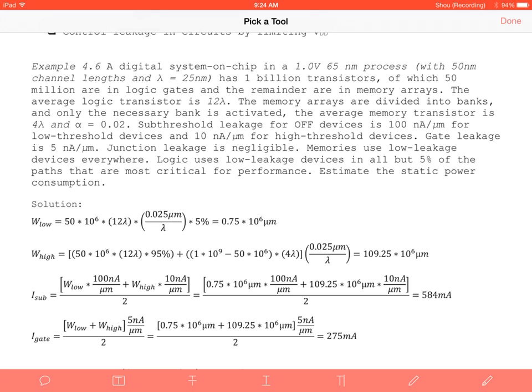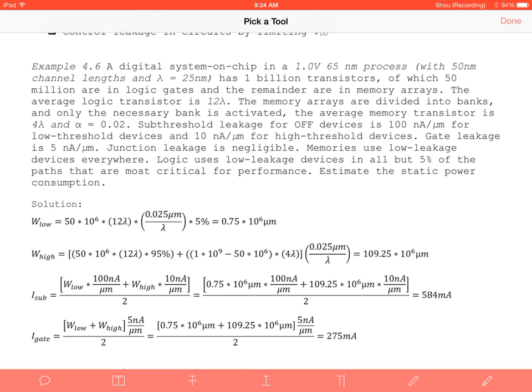Has 1 billion transistors, 50 million are logic and the remainder in memory. The average logic transistor is 12 lambda, and the switching factors are 0.02 and 0.1. Subthreshold leakage for off devices is 100 nanoamperes per micrometer, so it's current per unit width, for low threshold devices, and 10 nanoamperes per micron for high threshold devices. Gate leakage is also 5 nanoamperes per micrometer. Junction leakage is negligible in this particular problem, which means later on we'll be dealing with those kinds of issues in simulation, but for this problem, you can assume it's not an issue.